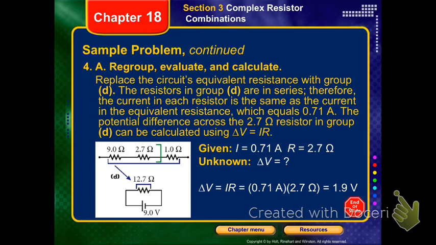Wait, I thought you said we had to do something else with our current. No, that's potential difference. Oh, okay. I thought that the 12.7 was our... It is. But this right here asks for just the 2 ohm circuit. So this 2.7 was in that cluster that included the 2 ohm resistor.